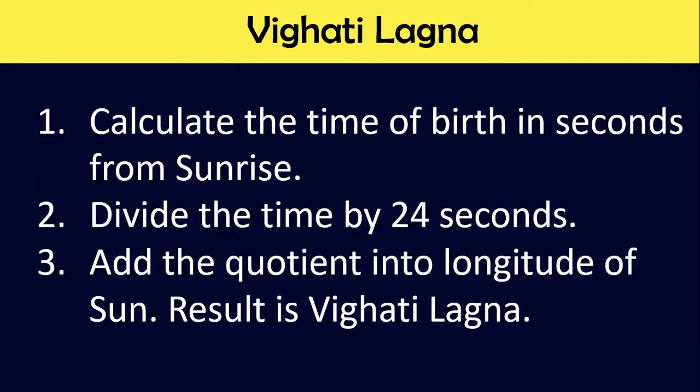Now Vighati Lagna. Calculation is the same. Calculate the time of birth in seconds from sunrise. Divide the time by 24 seconds. Add the quotient into the longitude of the Sun. The result is Vighati Lagna.